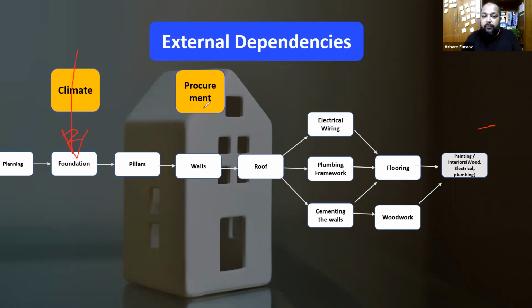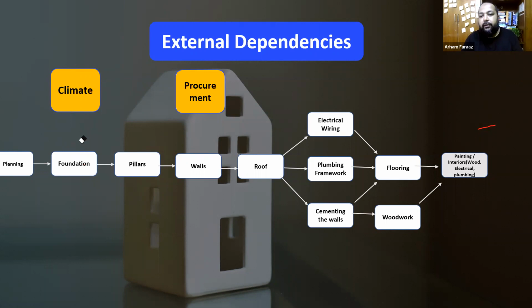Again, the procurement thing. If the buyer delays in sending things for the wall, the cement wall or the tiles or whatever you want to do on the wall, then again it's an external dependency. So these are dependencies outside the project. External dependencies are the dependencies which are outside the project. Understand that.